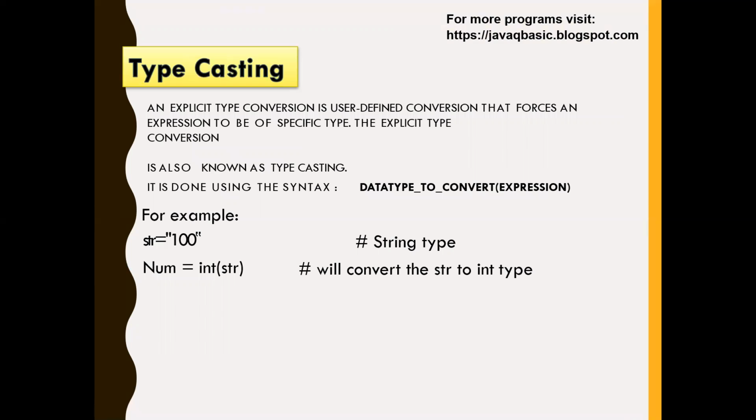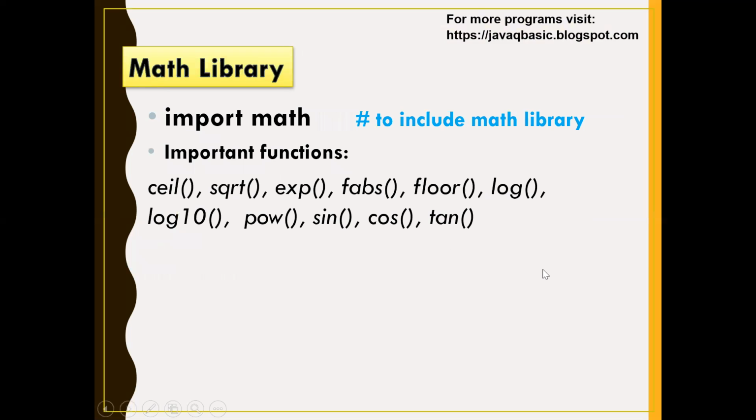Typecasting. An explicit type conversion is a user-defined conversion that forces an expression to be of a specific type. The explicit type conversion is also known as typecasting. It is done using the syntax: data type to convert to, and the expression. For example, here str is equal to 100, so num equal to int of str. The str value will be converted into integer type.